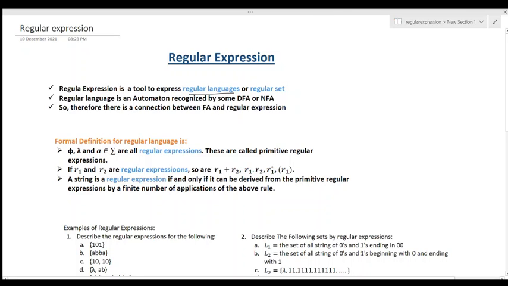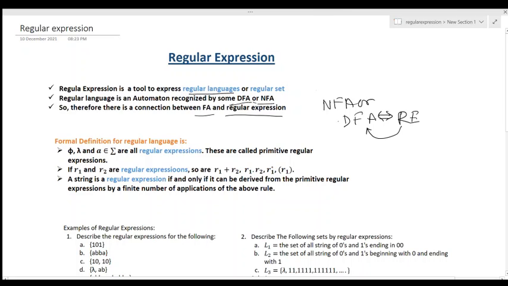Regular language, we already know, is recognized by some DFA or NFA. So we can say that there is a connection between finite automata and regular expressions. That is, we can interchangeably have an NFA or DFA for a regular expression, and for a regular expression we similarly can have a DFA and NFA representation.